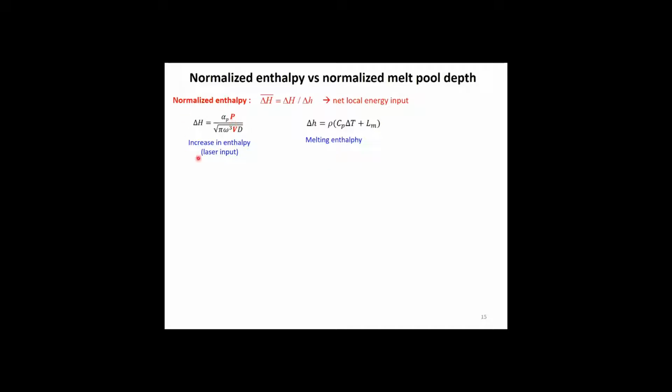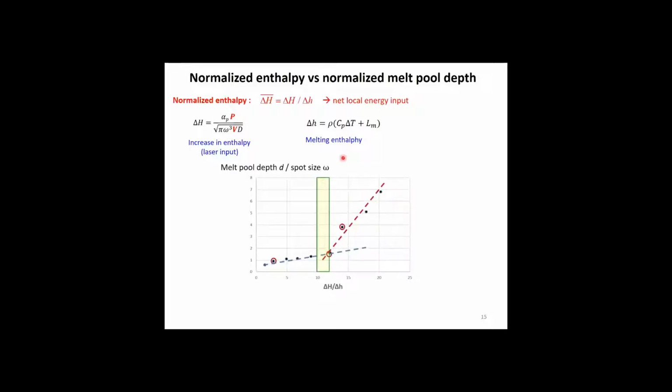Typically, then we normalize this quantity of increase in enthalpy of the material by the melting enthalpy. And so that's convenient because you want this ratio to be at least 1, such that you melt the material. So you start here by values of 1, and then you keep increasing. And you plot vertically here the melt pool depths that you can measure.